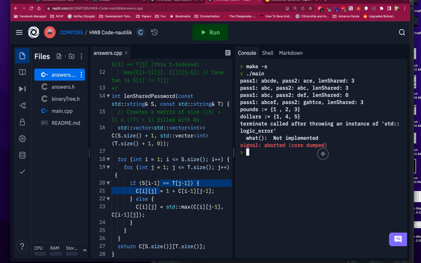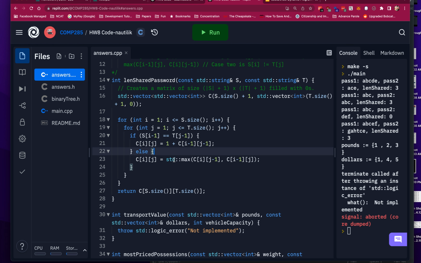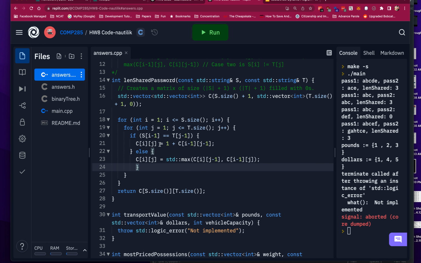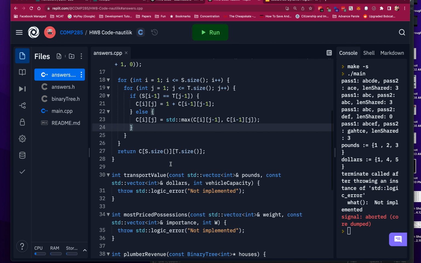I don't know if you guys saw it, but maybe hopefully you saw it. Everybody makes mistakes. The bug is that I had the curly brace here. So my else statement was doing nothing, and then I was always executing this max. So I think that was basically erasing a bunch of stuff in my matrix. So obviously it's wrong. But yeah, there you go.